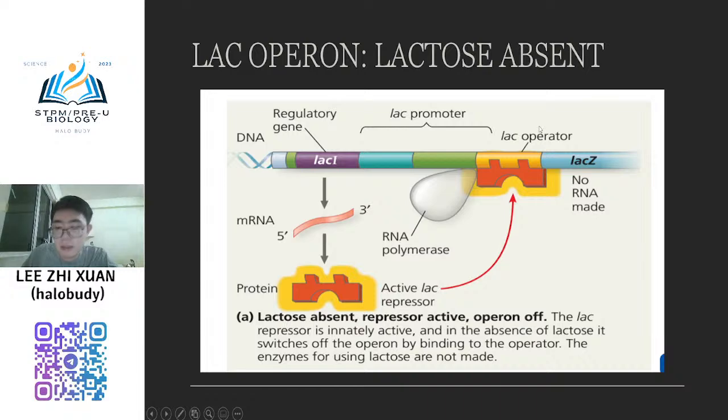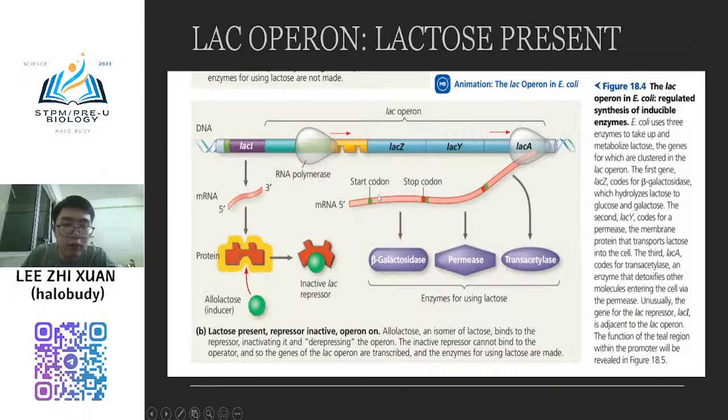Okay, so this is very easy. This explanation you can build yourself. Okay, next one is the lac operon when lactose is present. If lactose is present, what happens? As we know, our regulator will express the repressor protein. If no lactose is present, it will bind to the operator.